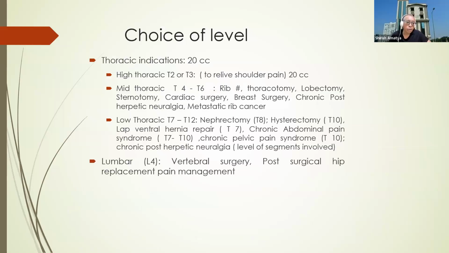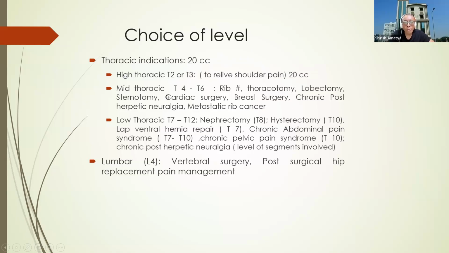There are various levels that we can block, depending upon the need of our blockade. We can go for a high thoracic block. If you are targeting the T2 or T3 transverse process, we will be blocking the high thoracic level, which is usually used to relieve shoulder pain, because it also blocks some of the fibers of the brachial plexus. And we usually use a larger volume of drug, about 20 cc, to block this.